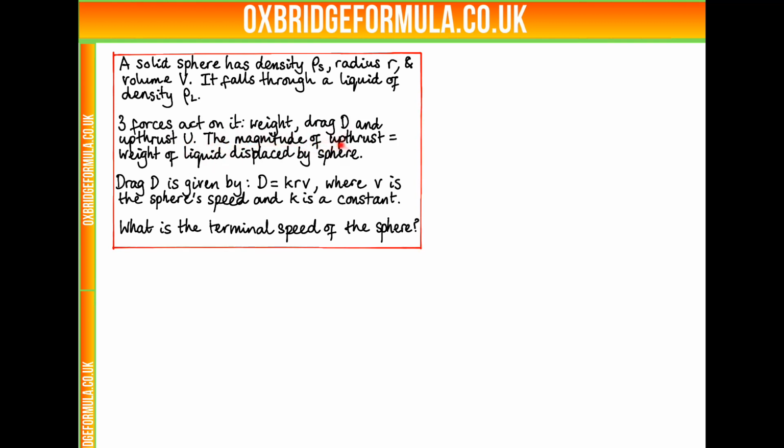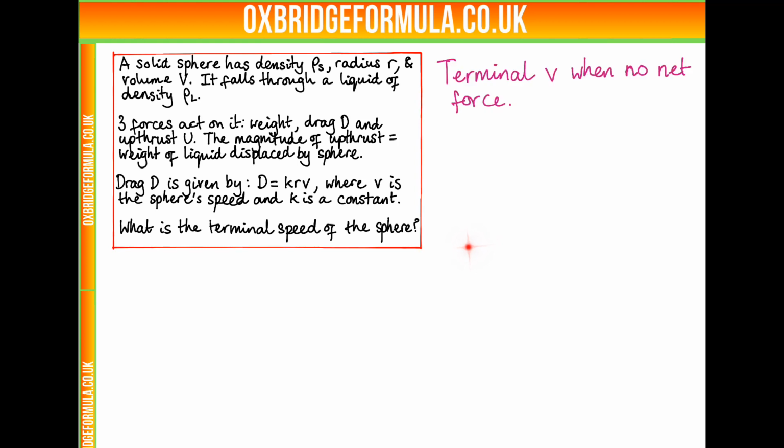The magnitude of upthrust is equal to the weight of the liquid displaced by the sphere. So immediately you should think that the volume of the liquid displaced is v, the same as the sphere when it goes into the liquid. Drag d is given by d equals krv, where v is the sphere's speed and k is a constant. What is the terminal speed of the sphere?